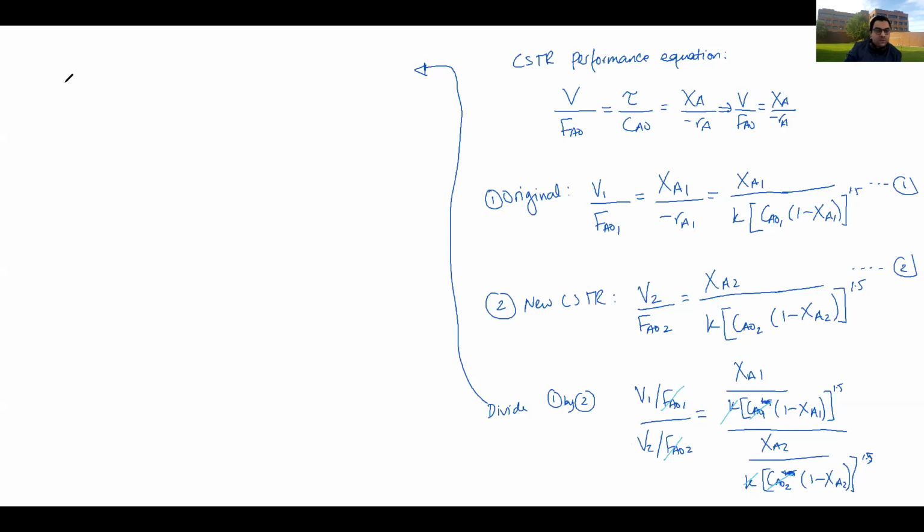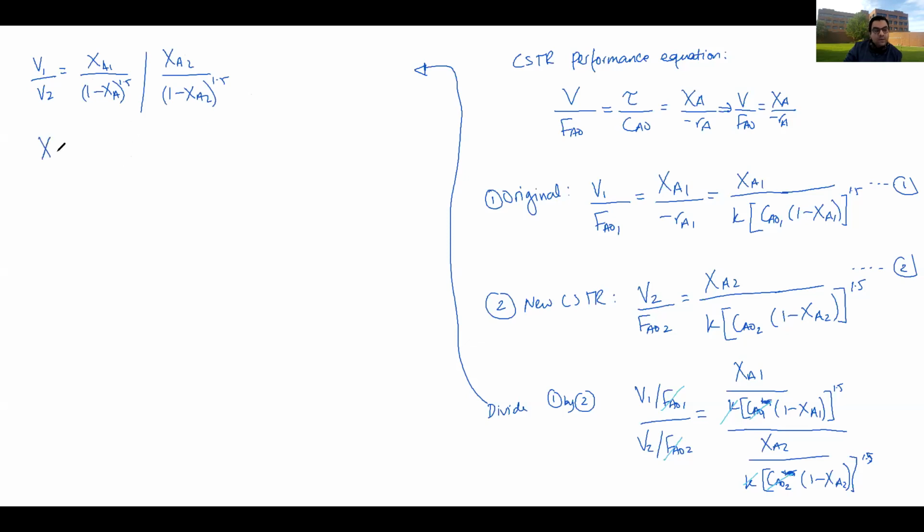So let's write down our final expression here. So you have V1 over V2 is equal to XA1 over 1 minus XA1, to the power 1.5, divided by XA2 over 1 minus XA2, to the power 1.5. Okay, sounds good. So what do I do now, right?